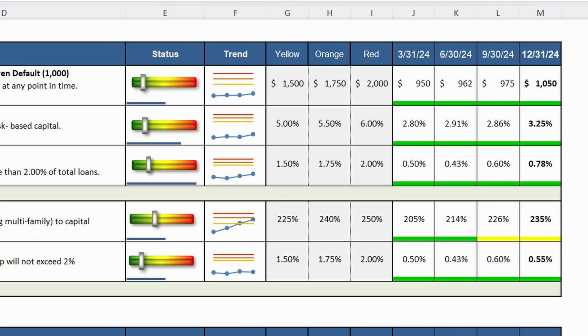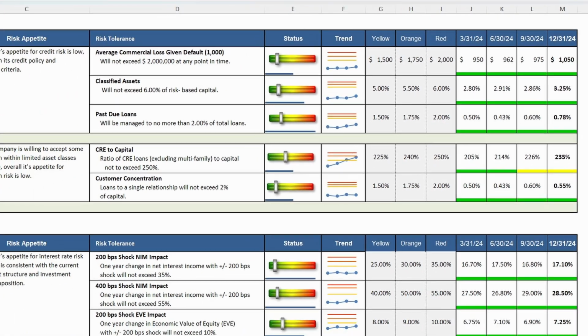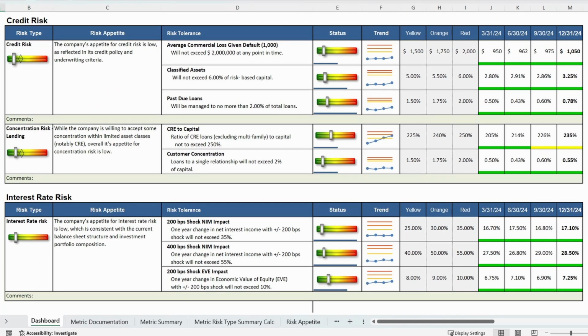So there can be legitimate reasons why a metric might be in the yellow or the orange or the red, but there's a reason for that, and it doesn't necessarily mean the risk is higher. In the same way, a metric could still be in the green, but if there are other factors that need to be considered, something that's coming and another element that creates risk, I have the ability to show that risk as higher.